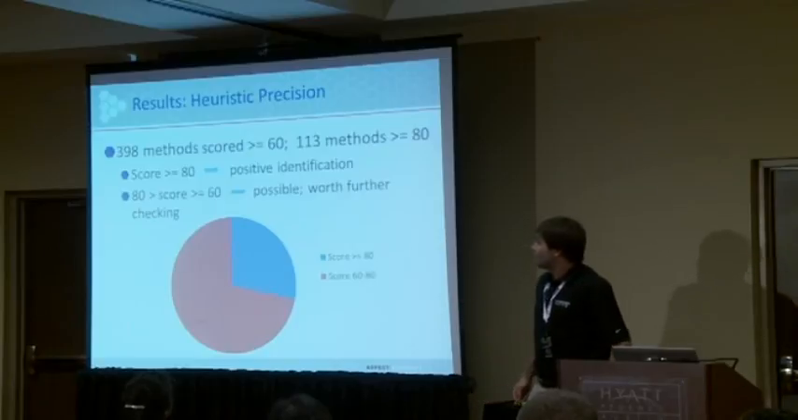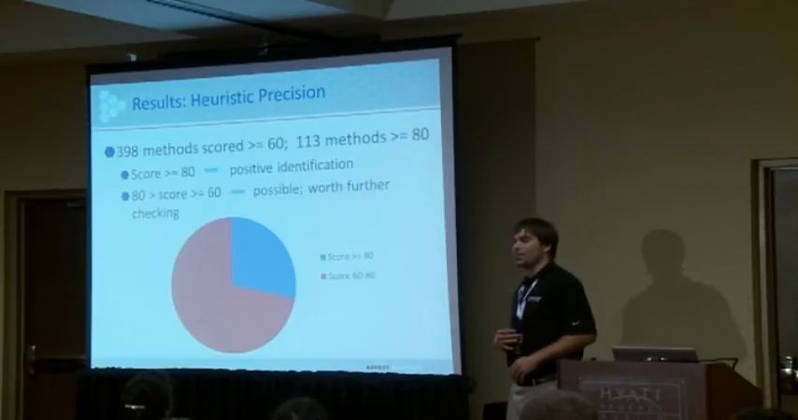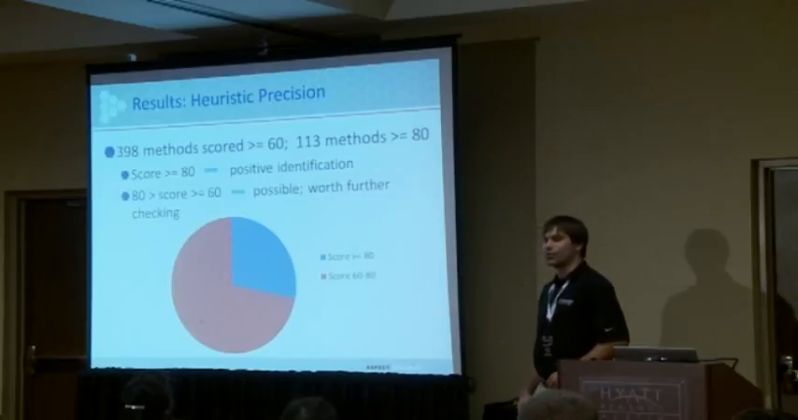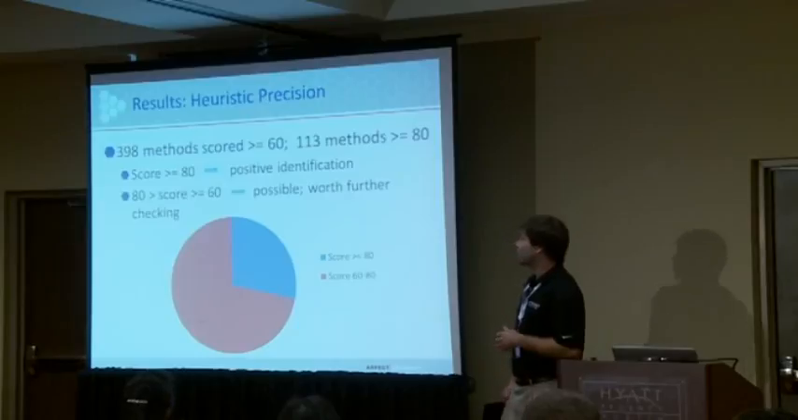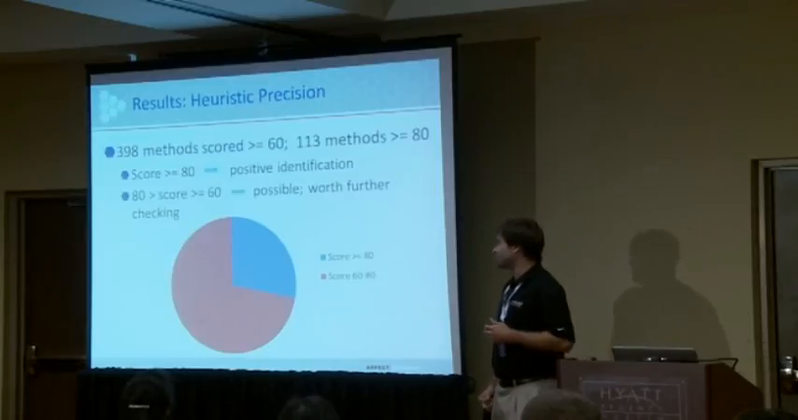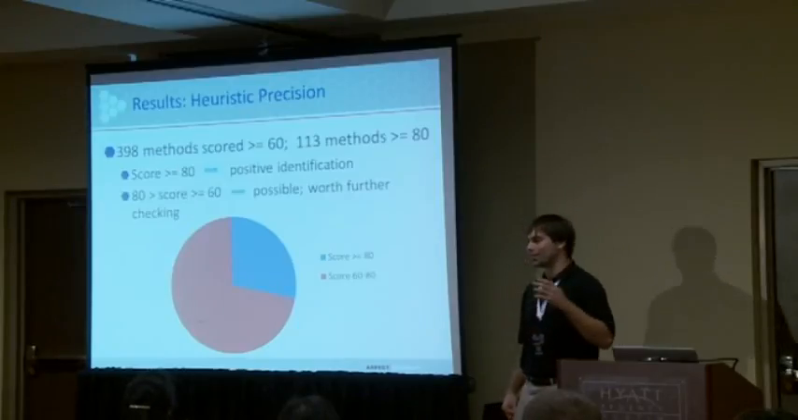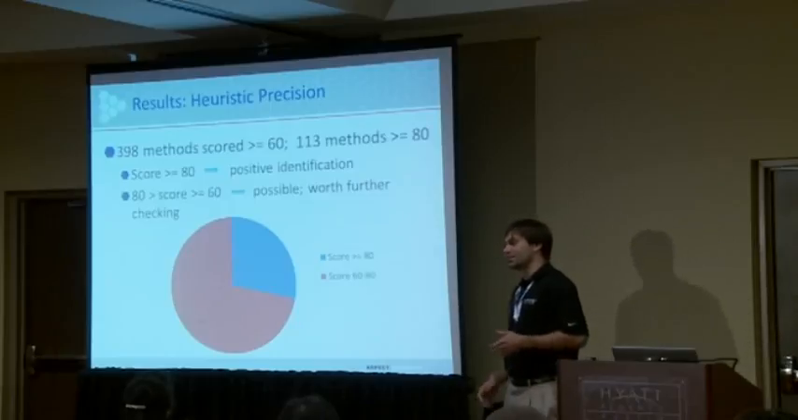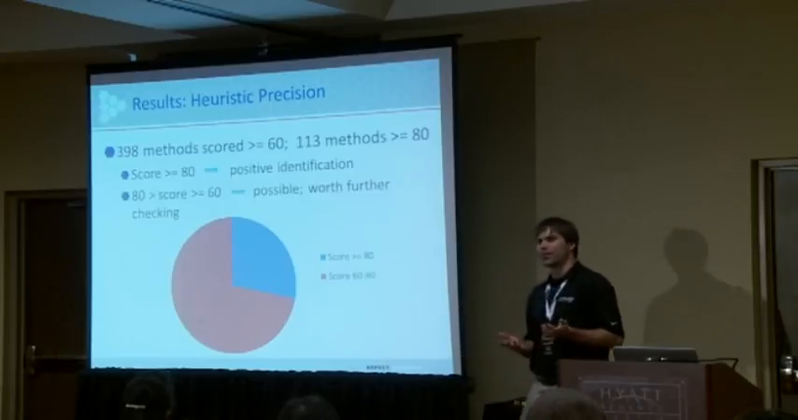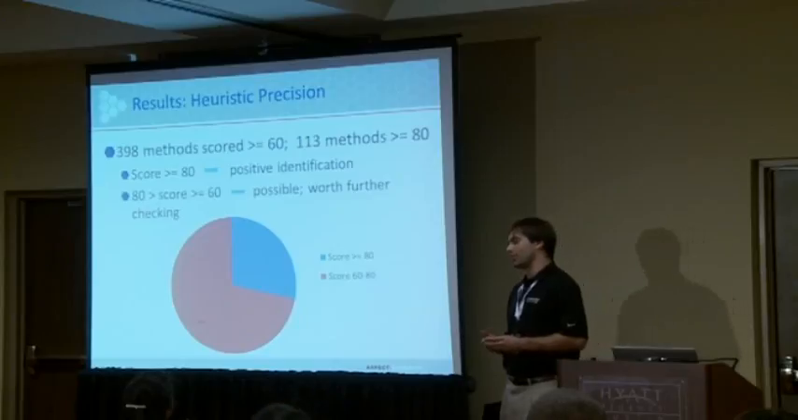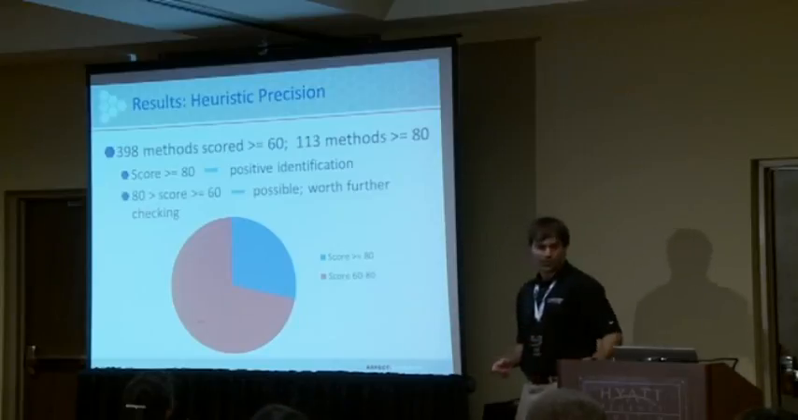Out of the million methods, about 400 scored over 60 on the original heuristic test. That's the first step. Of those, 113 scored over 80. The over-80 methods are the ones where we're saying, we're sure these are encoders. 60 to 80, we're not sure. And in fact, a lot of them turned out not to be. But those are worth testing just to make sure and find out.